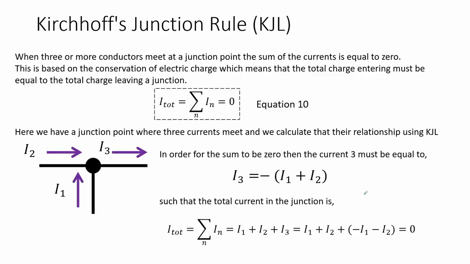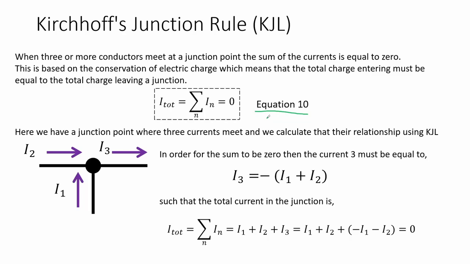Kirchhoff junction rule, KJL. When three or more conductors meet at a junction point, the sum of the currents is equal to 0, shown in equation 10. This is based on the conservation of electric charge, which means that the total charge entering must be equal to the total charge leaving a junction.